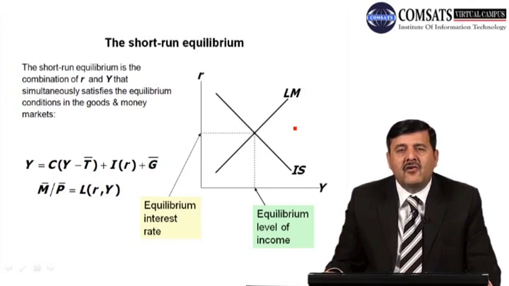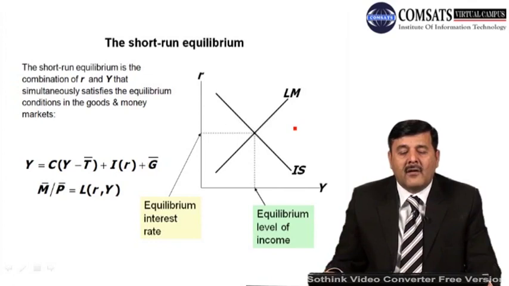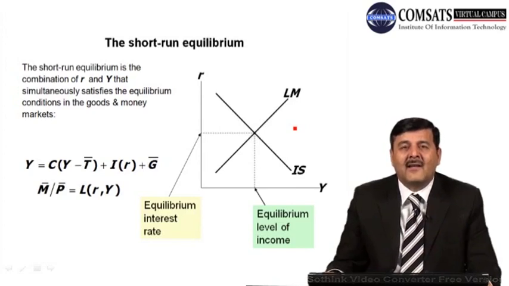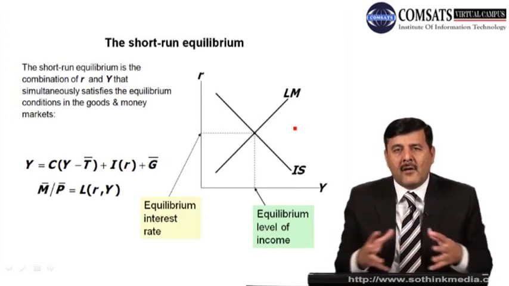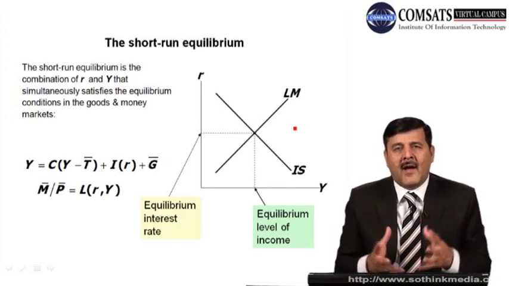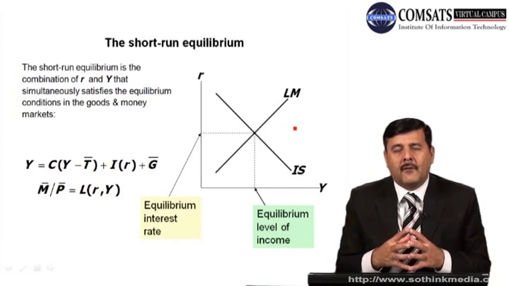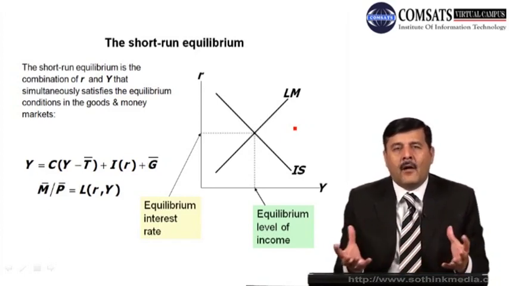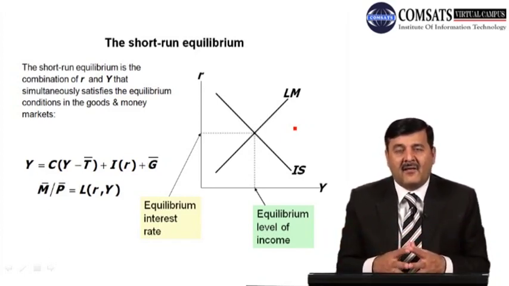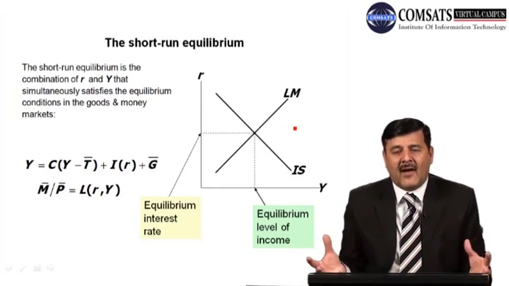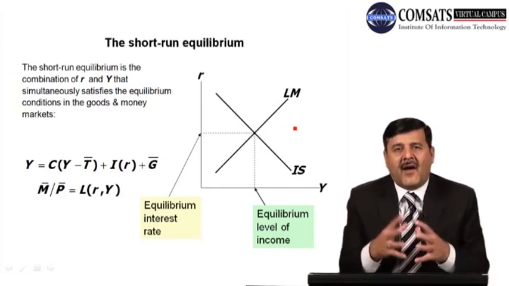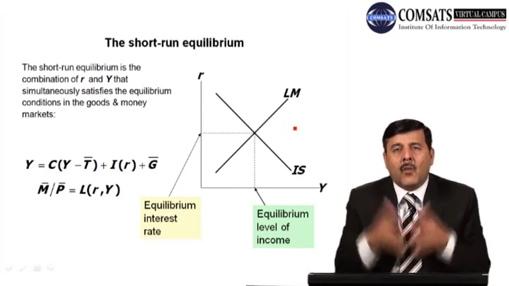Now where will the short-run equilibrium be in the economy, in the country, in the market? The short-run equilibrium is the combination of R and Y that simultaneously satisfies the equilibrium condition in the goods market as well as in the money market. So the short-run equilibrium will be where we combine these two curves, and this gives us a rate of interest and a level of income which satisfy the equilibrium in both of the markets.